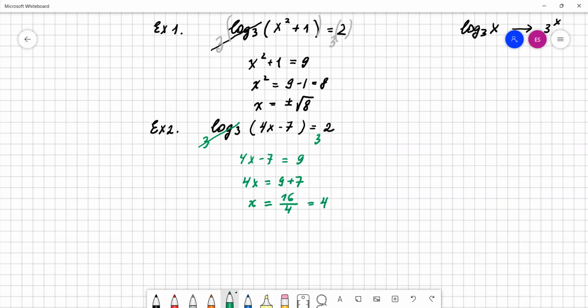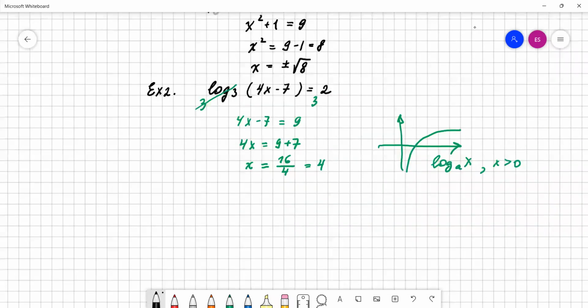We remember that the graph of the logarithm is looking like this. If you calculate the argument, for example, you plug in 4 here and somehow you get a negative number, it's not going to work, because the logarithm with any base of x is defined only for positive x. Okay. Well, let's solve more examples on logarithmic equations. Basically, there is not much theory on this. It's just practice.